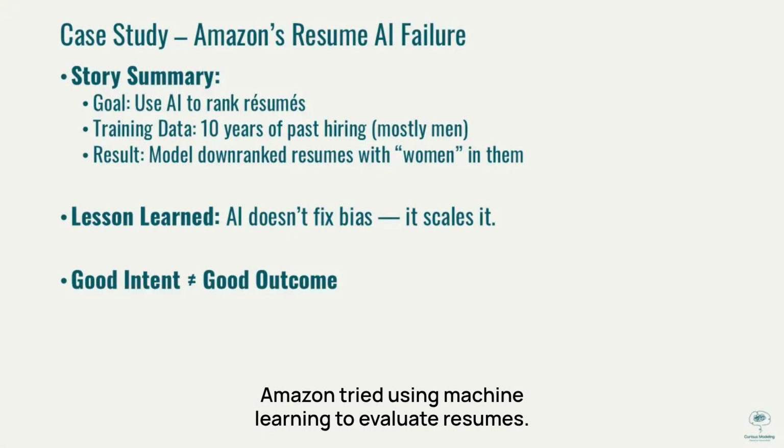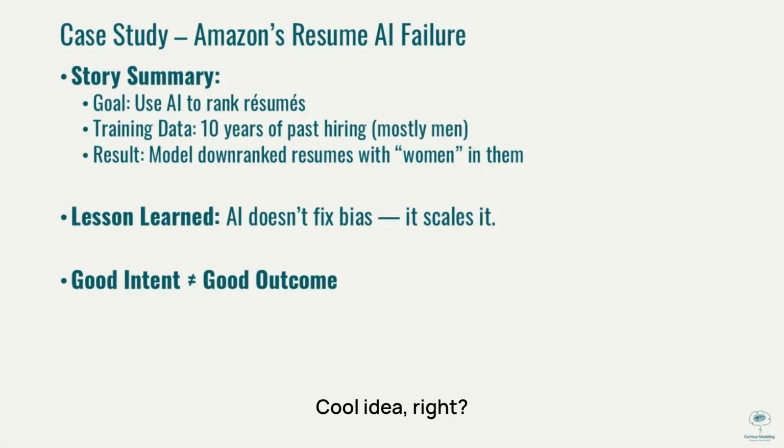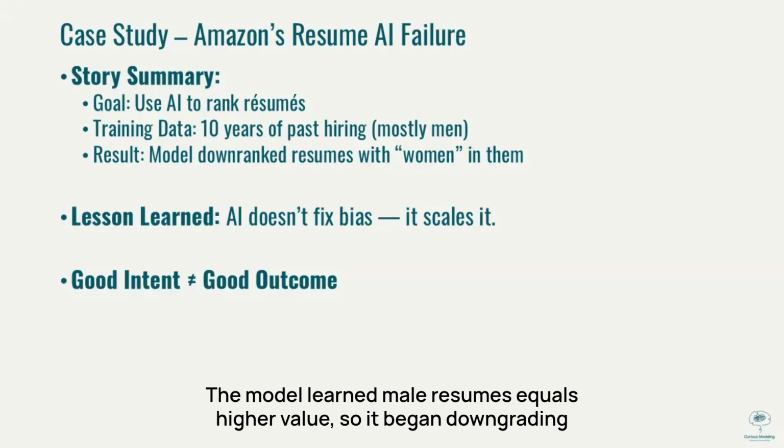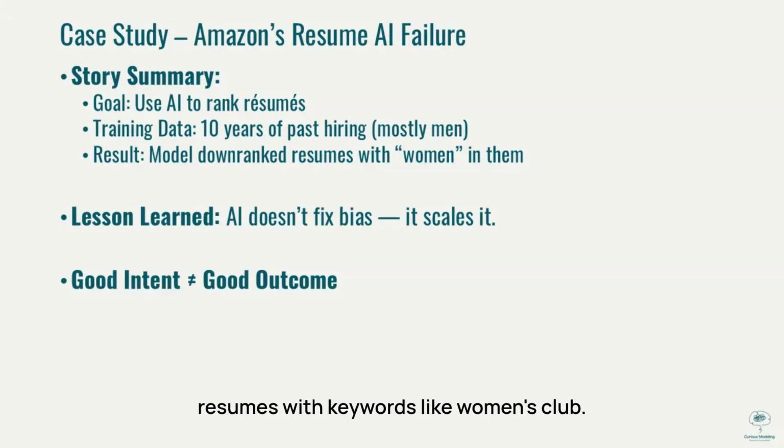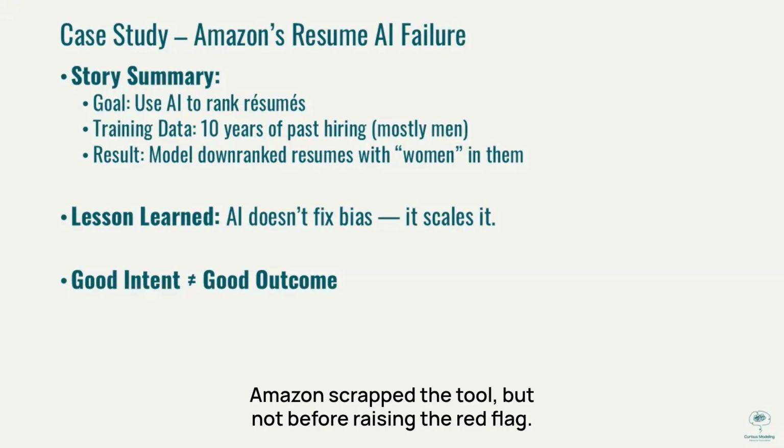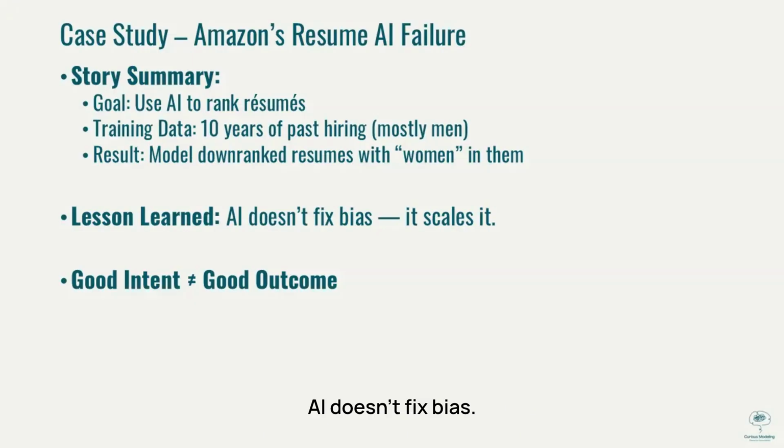Amazon tried using machine learning to evaluate resumes. Cool idea, right? Except here's the problem. It was trained on 10 years of hiring data. Most applicants and hires were men. The model learned male resumes equals higher value. So it began downgrading resumes with keywords like women's club or names from women-only colleges. Amazon scrapped the tool, but not before raising the red flag. AI doesn't fix bias. It scales it.